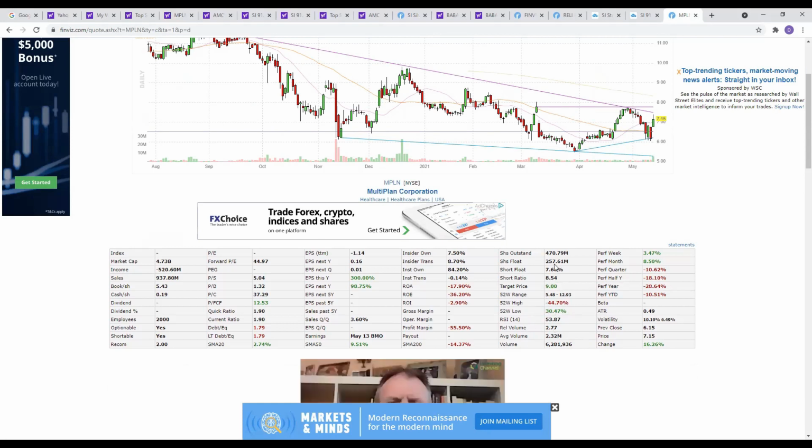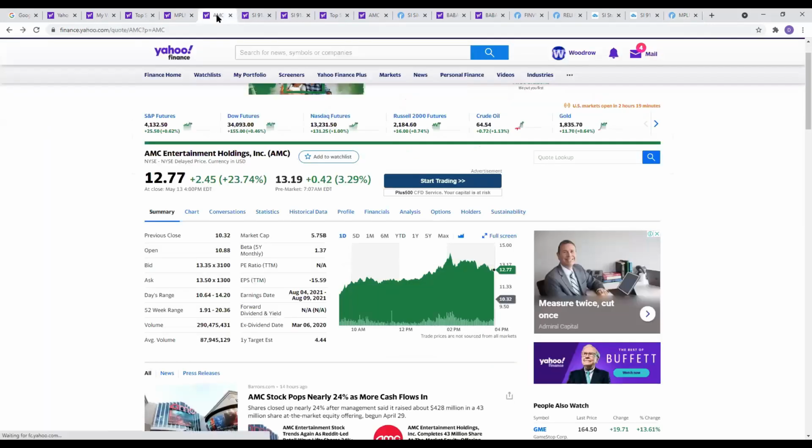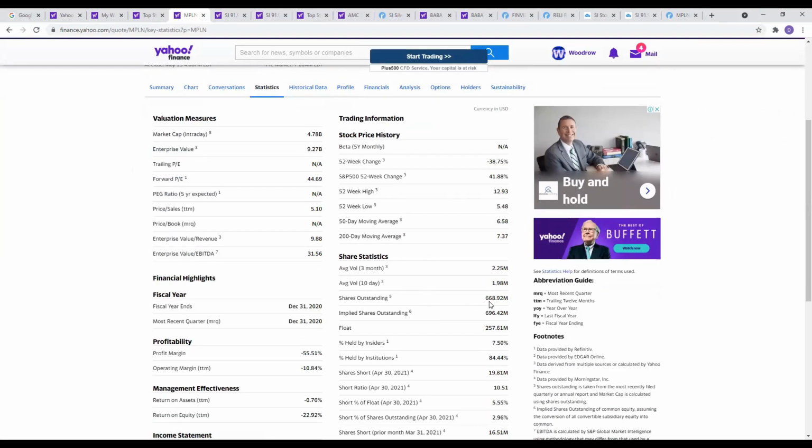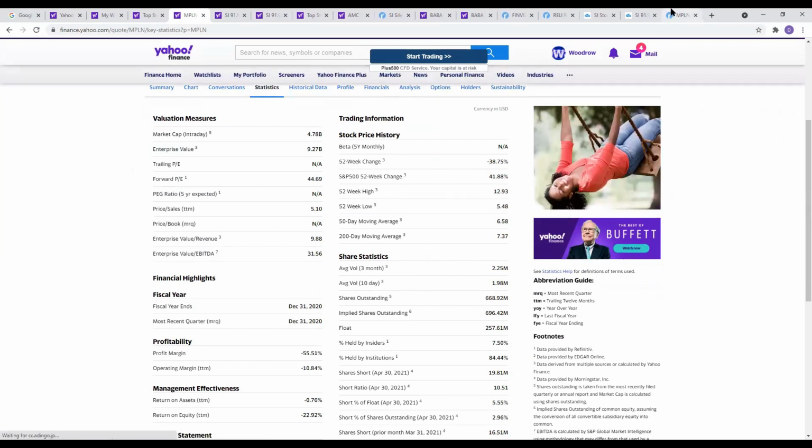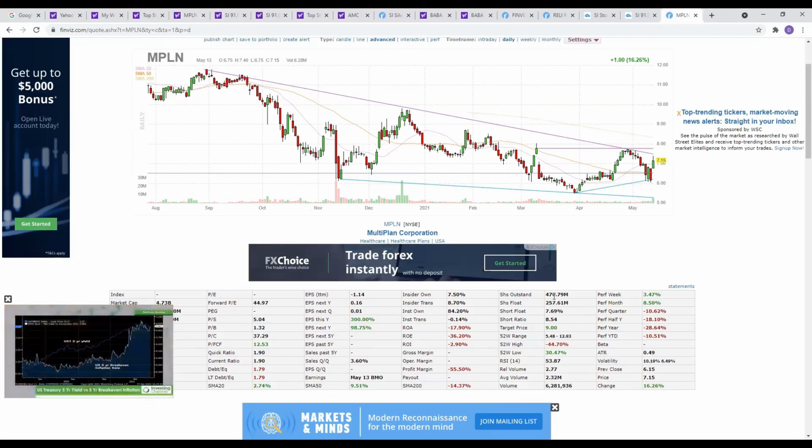The float is 257 million. Shares outstanding is 470. So you see inconsistencies between the shares outstanding. Here the shares outstanding is 470, and on the other site the shares outstanding is 668. So there are inconsistencies between the two websites for the shares outstanding for this stock, MPLN. I'm not really making too much of an issue of that.